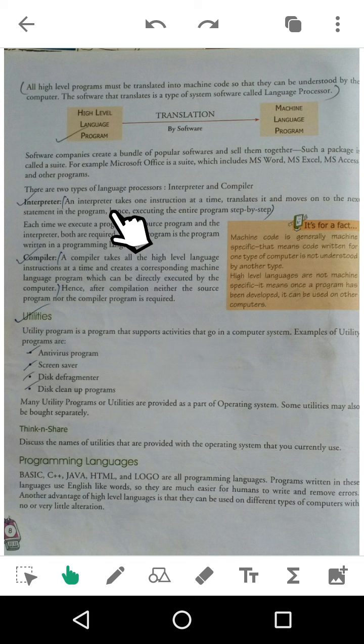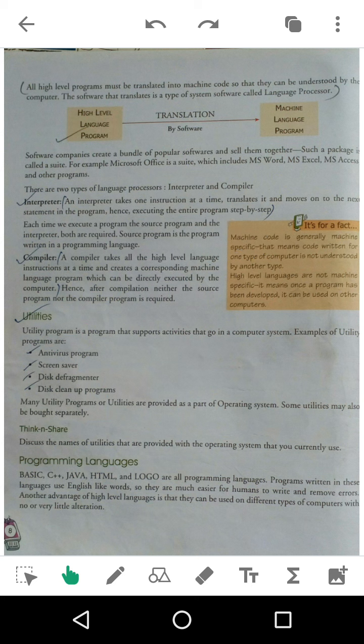Today I am going to explain it again because this topic is very important. Two types of language processors are interpreter and compiler. See, what does the interpreter do and what does a compiler do? An interpreter takes one instruction at a time, translates it and moves to the next statement in the program, hence executing the entire program step by step.